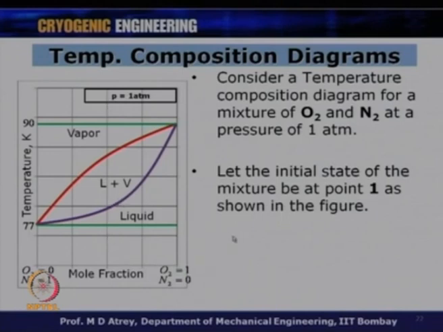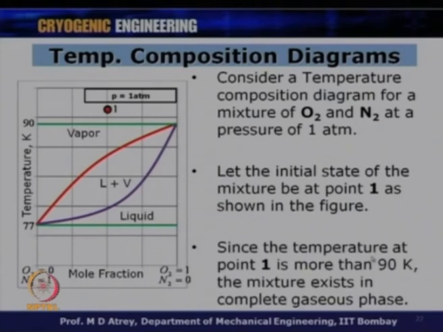So, what happens to the different phases basically? Let us look at point 1, which is in the gaseous phase. It is a mixture and the molar composition of this mixture is going to be this point, let us say 0.5, 0.5. Oxygen is increasing in this direction while nitrogen is decreasing in this direction. So at this point oxygen is 50%, nitrogen is 50%. The molar fraction of oxygen is 0.5, the molar fraction of nitrogen is 0.5. Since the temperature at point 1 is above 90 Kelvin, the higher boiling component's boiling point, the mixture exists in a completely gaseous state. So at this point the number of phases is equal to 1.